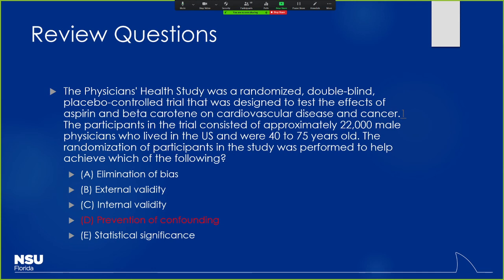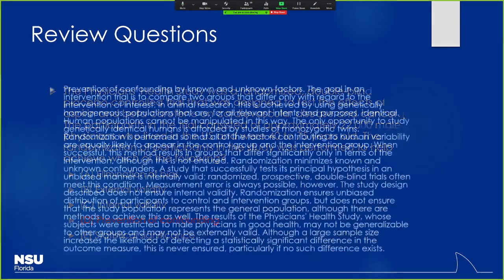And again, randomization doesn't really have anything to do with statistical significance. More so, that has to do with the power of the study. And having a study with 22,000 people is pretty good. You probably have enough power to look for something there.